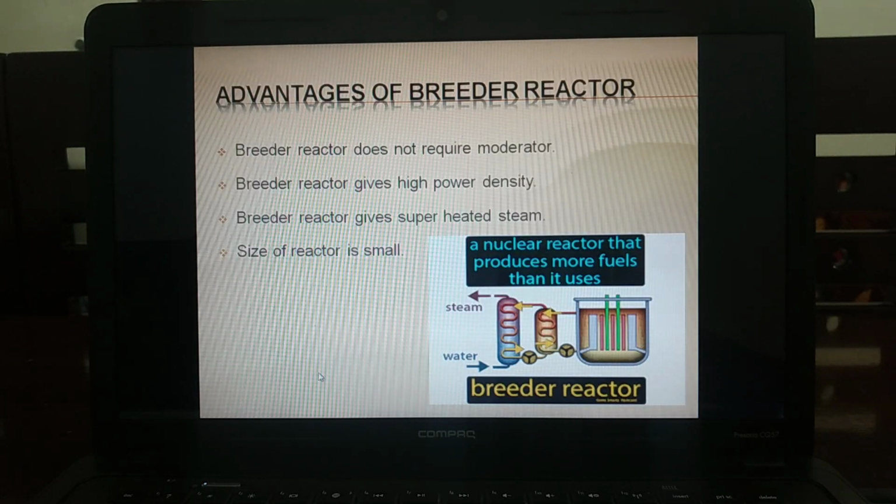Advantages of the breeder reactor. Breeder reactor does not require a moderator and gives high power density. The sodium used as the coolant need not be pressurized. Then the reactor size is small.